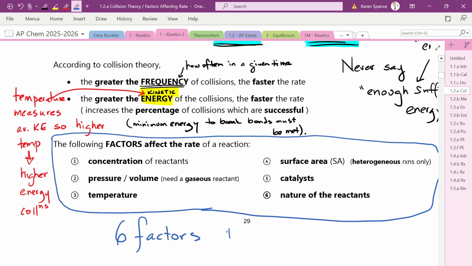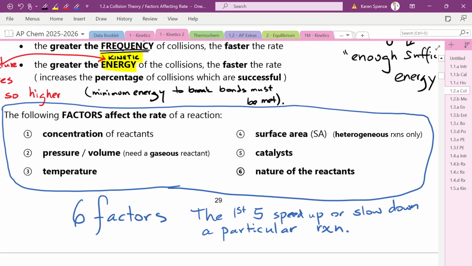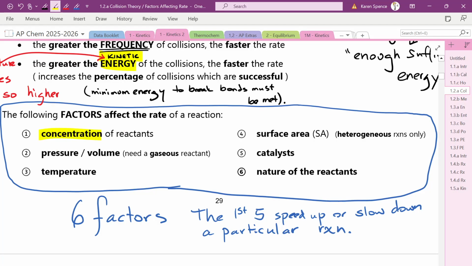The first 5 speed up or slow down a particular reaction. So that would be your concentration. If you change the concentration of a reactant, you can speed up a reaction. If you change the pressure or volume, as long as you've got gases, you can change the speed of the reaction. If you change the temperature, you can change the speed of a reaction.